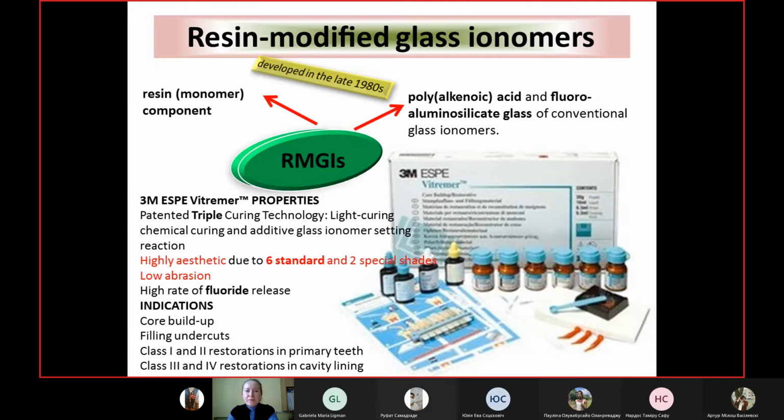It possesses triple curing technology. Actually, it is a patented triple curing technology for this company: light curing, chemical curing, and additive glass ionomer setting reaction. That is the patented triple curing technology for resin modified glass ionomers.